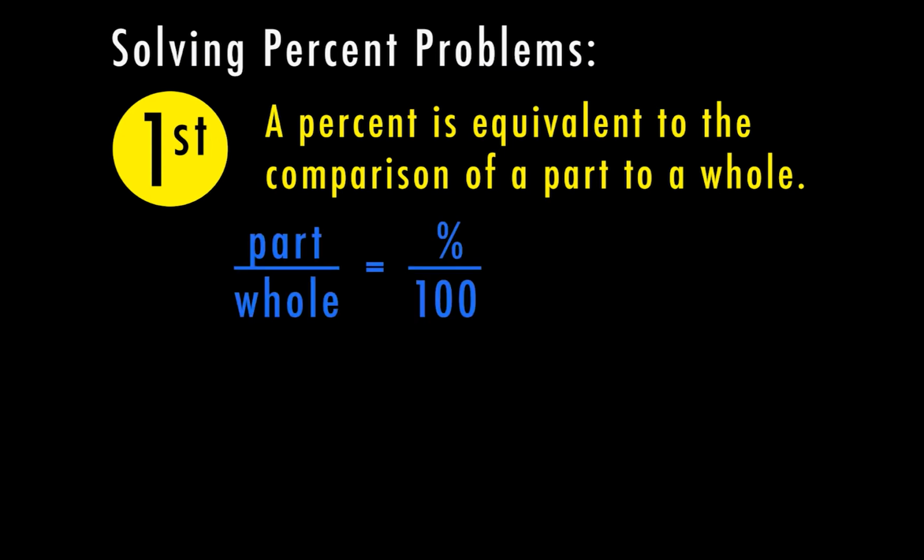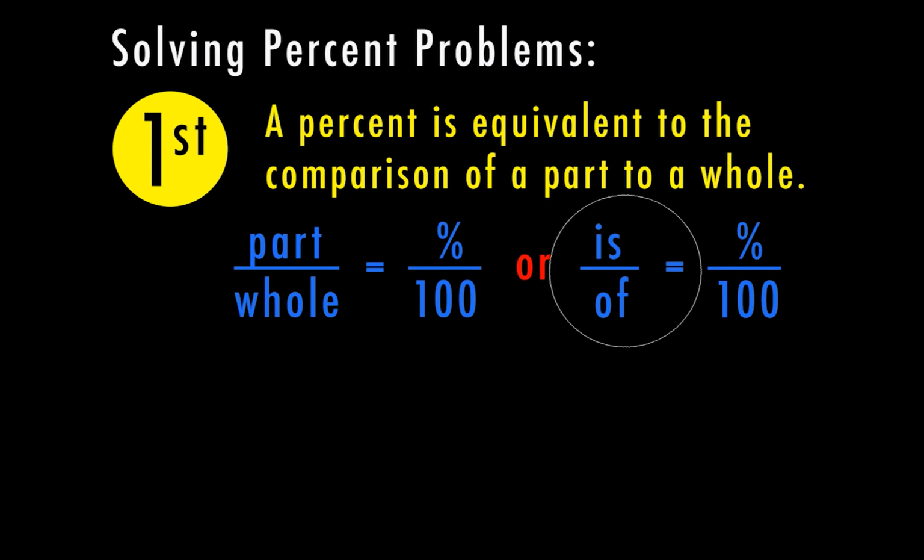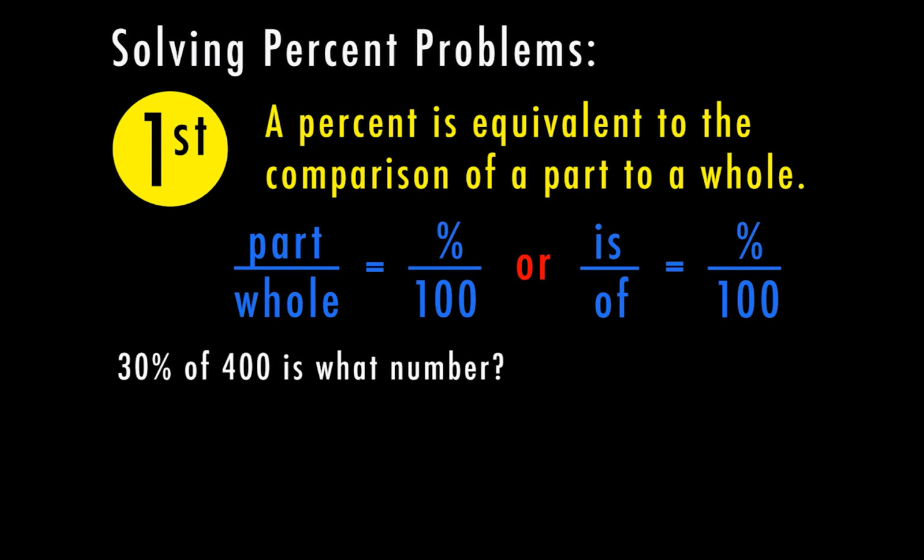So let's go over what this actually means. What we're showing you here is the actual representation of a percent problem, and this is called a proportion. So we have part over whole equals percent over 100. The easiest way I like to think of this is is over of equals percent over 100. So here's what I mean.